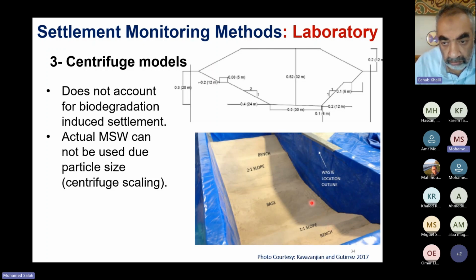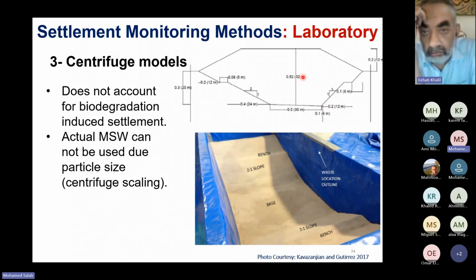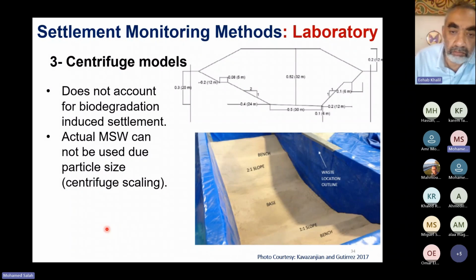On the top is a cross section for the centrifuge test model showing the real scale and the downscaled value. For sure, the centrifuge model also does not account for biodegradation settlement. The other thing in centrifuge models is that we don't use a real municipal solid waste. This raises the question, why don't you use a real or actual municipal solid waste? Because simply of the scaling limitations.